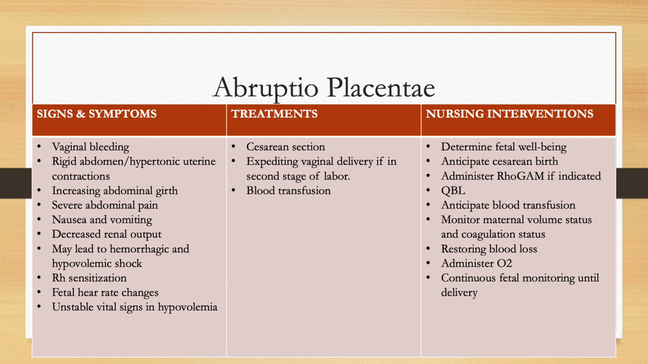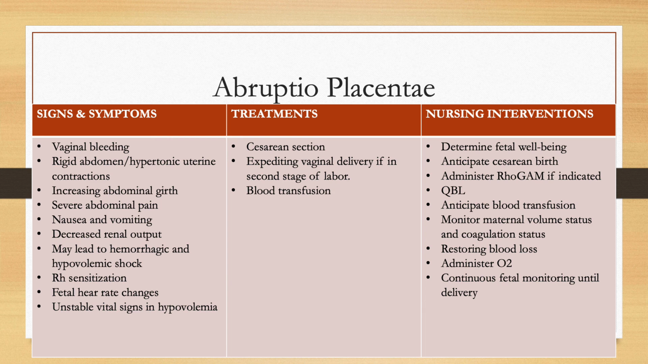The abdomen, some of the telltale signs is the abdomen will become rigid. You will have hypertonic uterine contractions. What are hypertonic? It means they are severe contractions. Many times they are tetanic in nature. That means the contraction comes and it remains and it stays like that. The abdomen becomes very, very rigid and it is accompanied by severe abdominal pain.